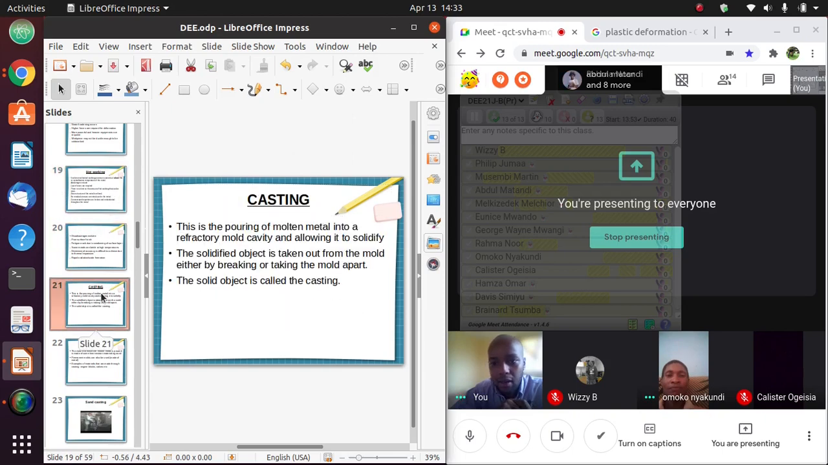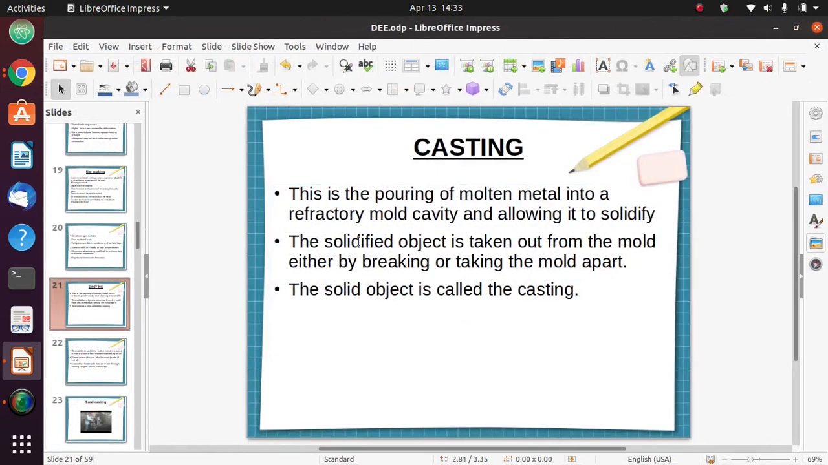tutaanza na a metal forming process known as casting. Yeah? Casting. What is casting? I'm sure you have come across engine blocks. Umeifungua gari ukaona engine. Have you ever asked yourself how that engine was made? Kwa sababu engine is a very complex equipment. So you cannot just go buy an engine from a shop without asking yourself how that engine was made.